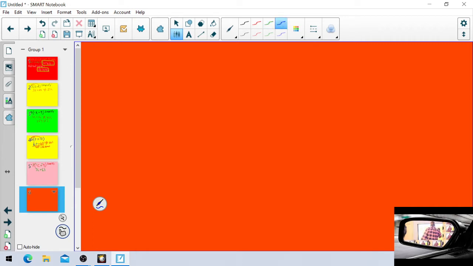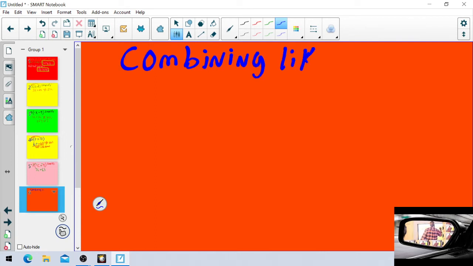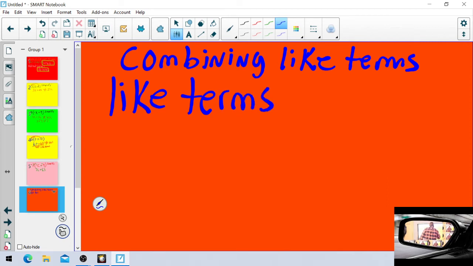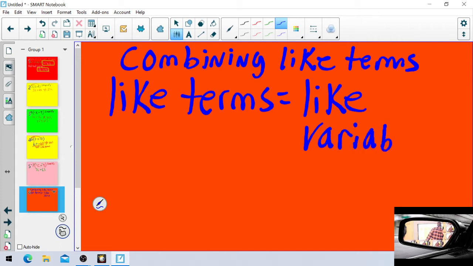So if you got this, like terms equals like variables. What do I mean by like variables? The variables are like there are two A's, and there are two B's, and there are two C's, and there are two D's, and there are two E's, or there are three E's, or five E's, or five C's. Like variables, you can combine them. That's right. Yeah, you got it now.